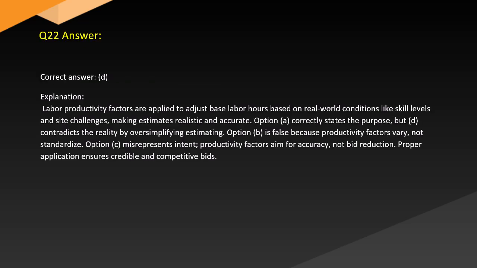Answer. Correct answer: D. Explanation. Labor productivity factors are applied to adjust base labor hours based on real-world conditions like skill levels and site challenges, making estimates realistic and accurate. Option A correctly states the purpose, but D contradicts the reality by oversimplifying estimating. Option B is false because productivity factors vary, not standardize. Option C misrepresents intent. Productivity factors aim for accuracy, not bid reduction. Proper application ensures credible and competitive bids.